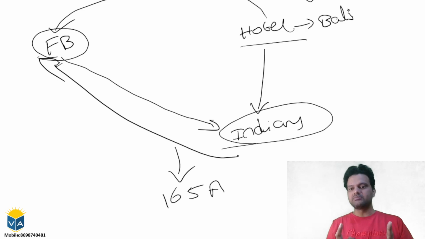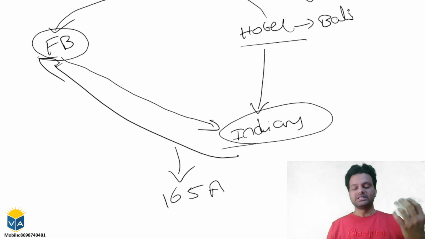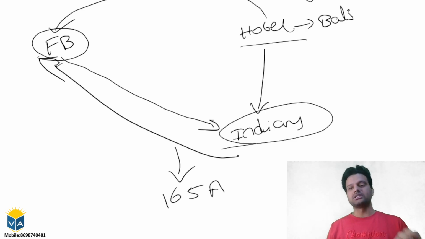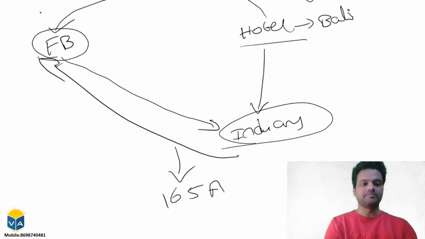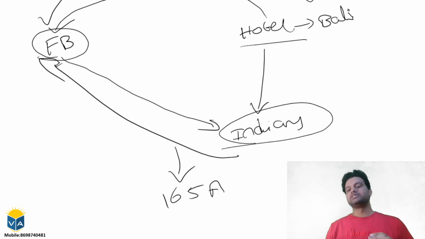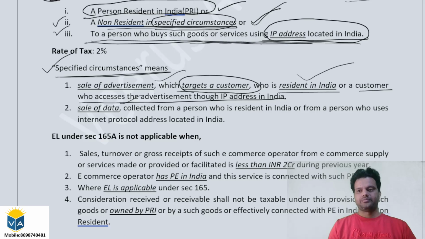So this transaction is between two non-residents. It's not from India. There are two non-residents. But still, Facebook is targeting the Indian customers in this advertisement, and they are getting the revenue. This revenue also comes under section 165A. Here also Facebook needs to pay the equalization levy to the Indian government. I hope you are clear with this example.